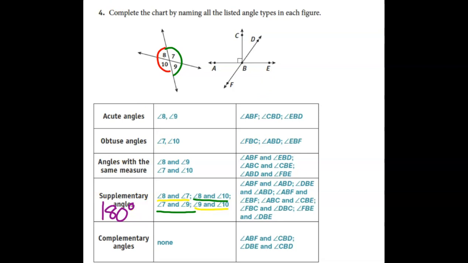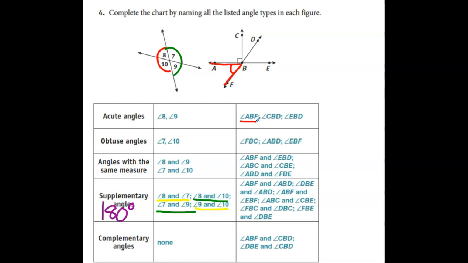Let me know if you have any questions on that. We're going to talk about the second one, which is kind of harder. For the second one, we have to name it with 3 letters, which makes it a little bit harder for us. So ABF would be this angle right here. That's an acute angle, less than 90, etc.